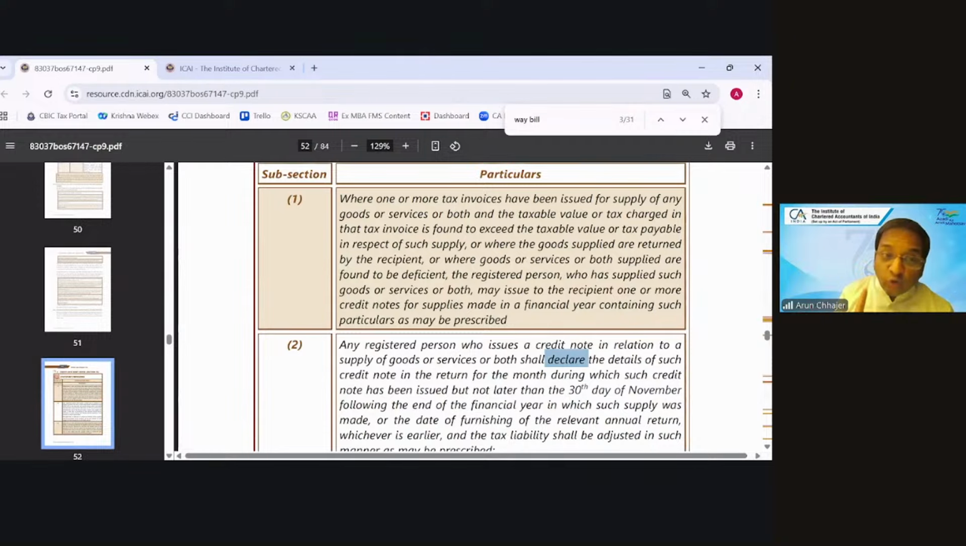So late to late, the date of the credit note could be 31st October, so that when we file the GSTR 1 in November, that will be for which period? October. So the maximum last date to issue the credit note, if it is a monthly supplier, is 31st October. Do you agree with this? Any doubt?